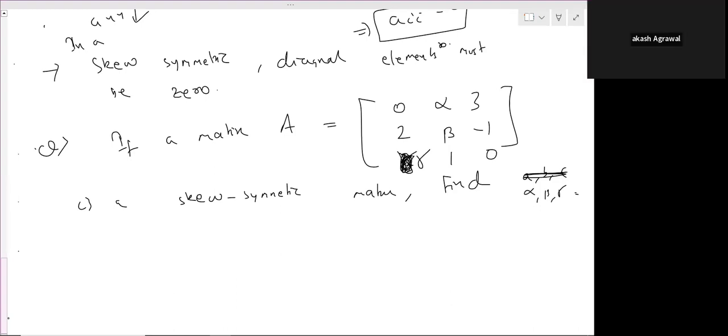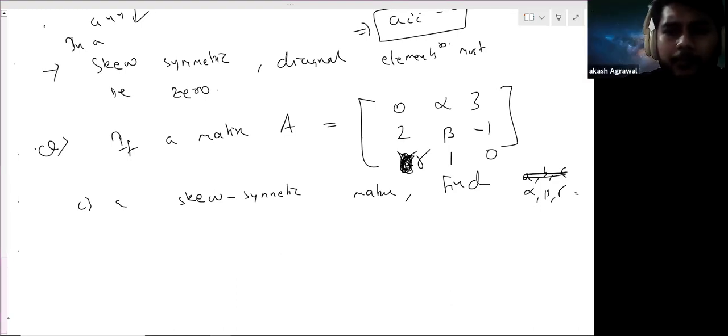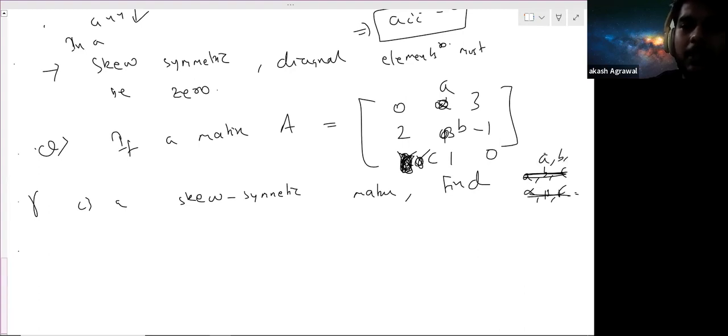Question is clear, all of you? Alpha, beta, gamma, like this. You can take A, B, C, right? This A, this B, and this C. Same thing, we just have to find the variables. Question is clear, Aliza, Deborah? So can you try solving this?